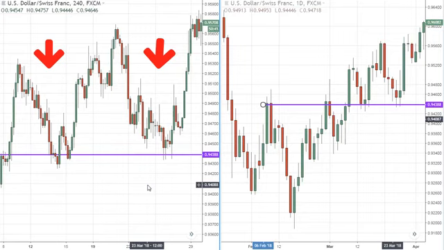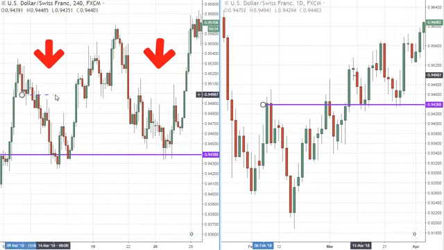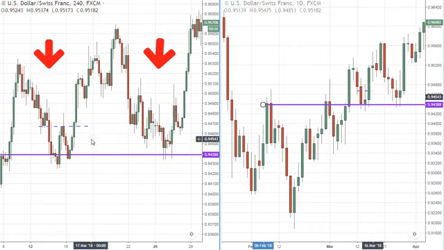Okay, so here we have some momentum. We broke below this area. We broke again. We broke again. And after this, we didn't break anything else. This here is not the break.